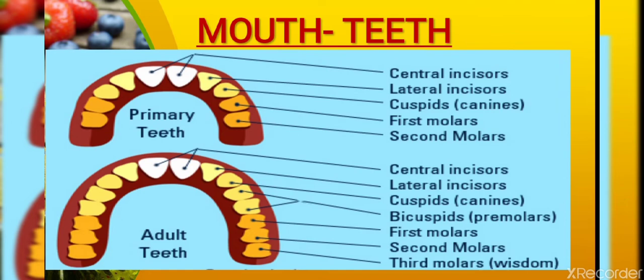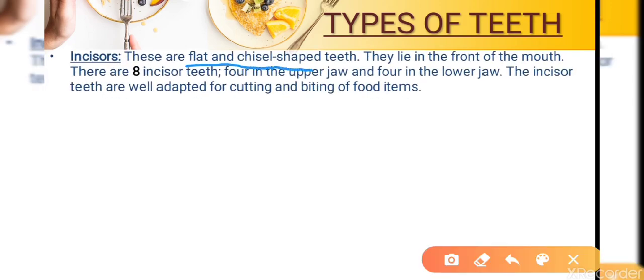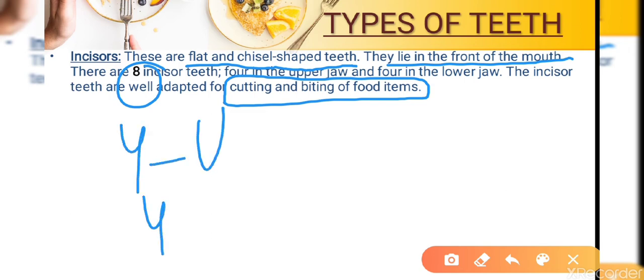Let us study these types of teeth in detail. First we have the incisors. Incisors are flat and chisel shaped teeth. They lie in the front of the mouth and they help in the cutting and biting of the food items. We have a total of 8 incisors, 4 in the upper jaw and 4 in the lower jaw.